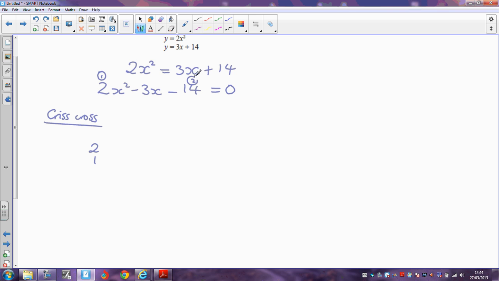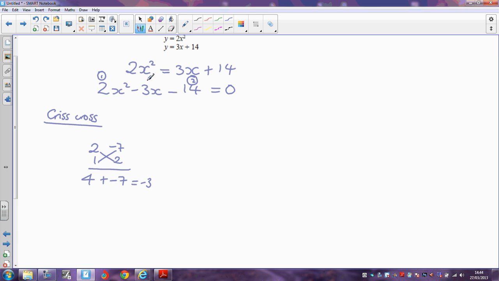Secondly, we look at the minus 14. So I want two numbers that multiply together to make minus 14. I'm just going to randomly choose minus 7 and 2. Minus 7 times 2 is minus 14. And then we multiply crisscross fashion. 2 times 2 is 4. 1 times minus 7 is minus 7. And if we add those two together, well, actually, I've got there first time. 4 add minus 7 is minus 3.